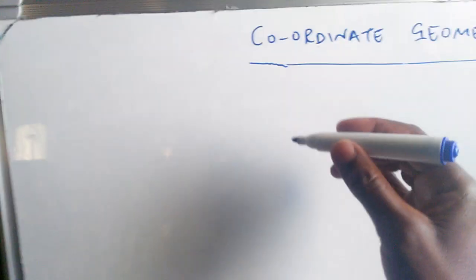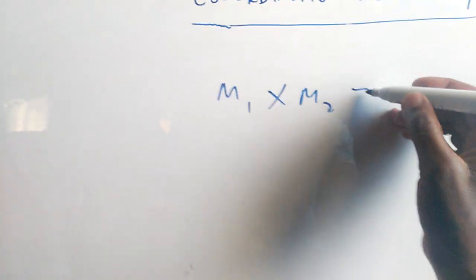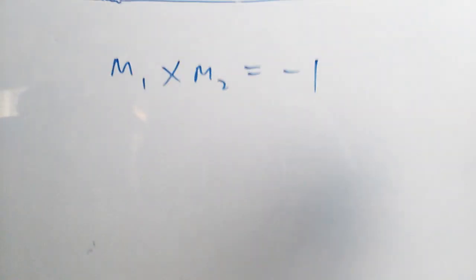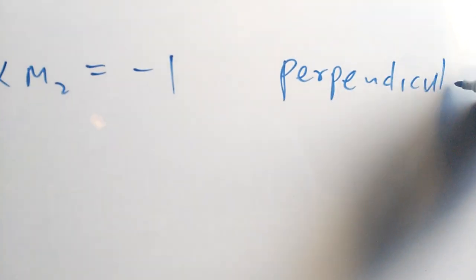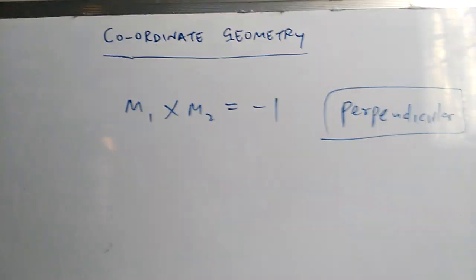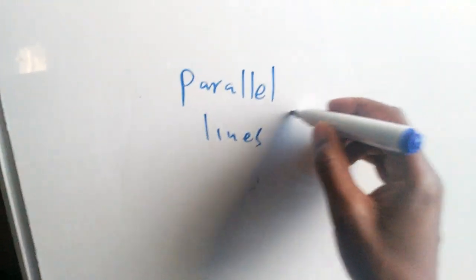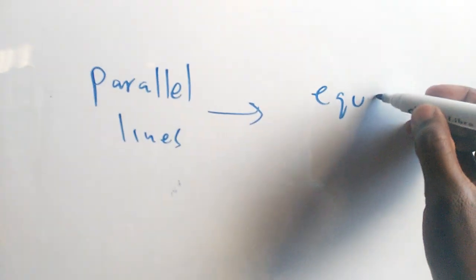What else? The gradient of two equations, given that the other one we call M1, the other one we call M2, when we multiply them and they give us a negative 1, then those two are perpendicular. We call them perpendicular to each other. And remember, parallel lines have got equal gradients.